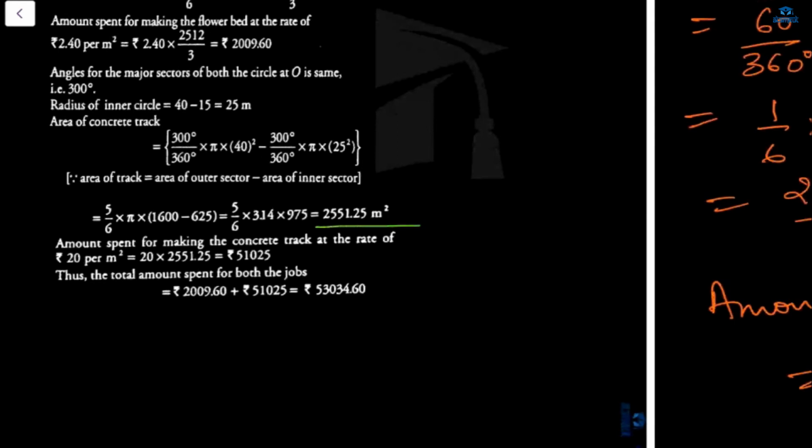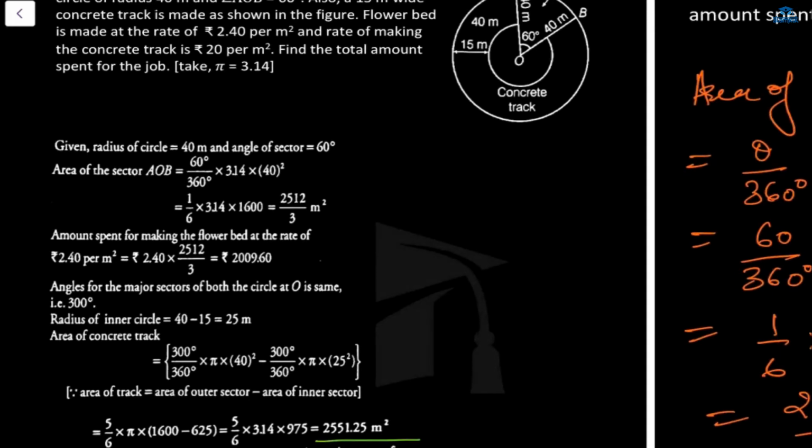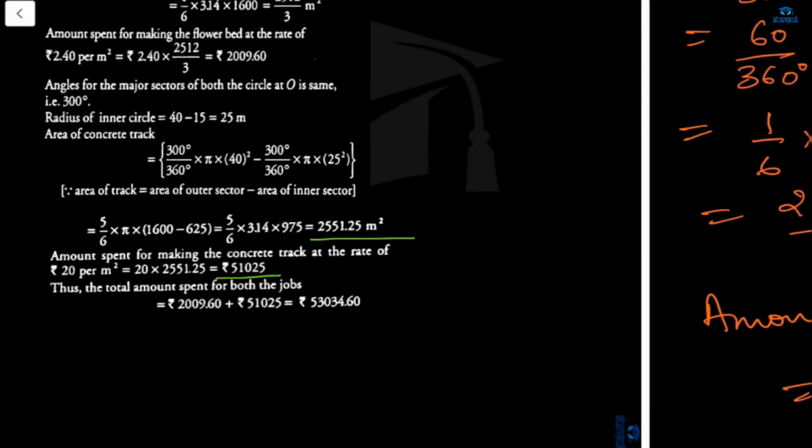Then you have to find out the total cost. The cost is 20 per meter square to make the concrete track. So we are going to multiply 20 with the area of the concrete track, and we'll get the answer as 51,025 rupees. Then we are going to add both the costs to get the total cost.